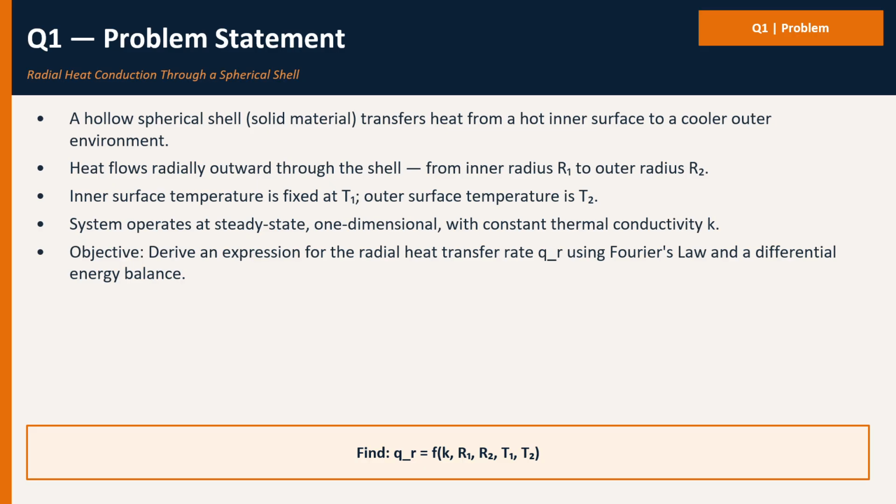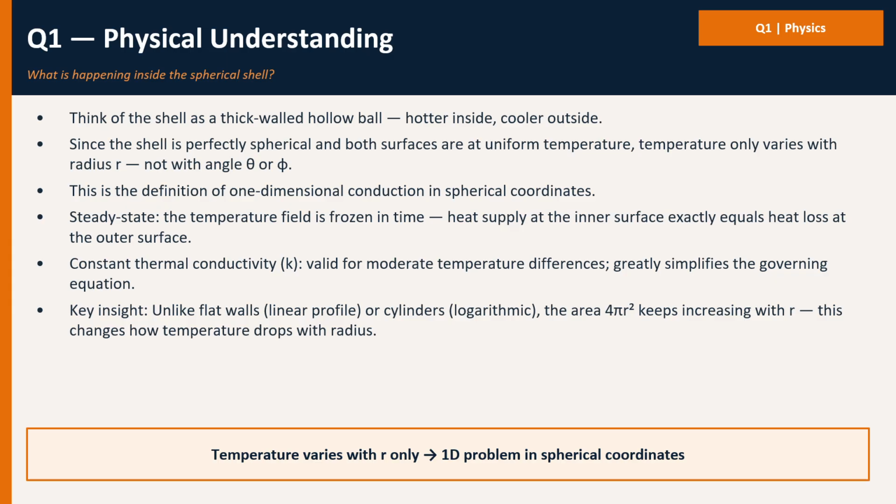So, this question deals with the radial heat conduction through a hollow spherical shell. We are given inner and outer radii, along with temperatures at both surfaces. The system operates under steady state condition with one-dimensional radial heat flow and constant thermal conductivity. And so we are moving on to the solution.